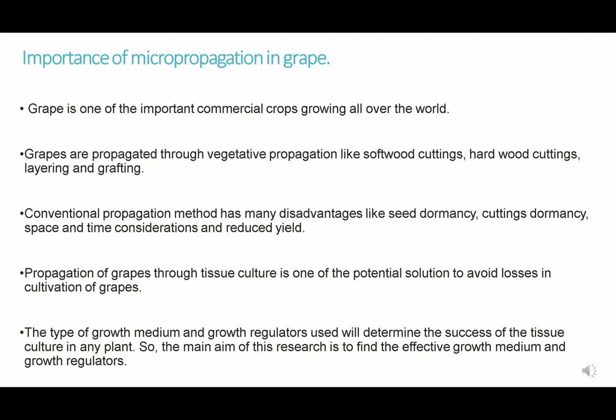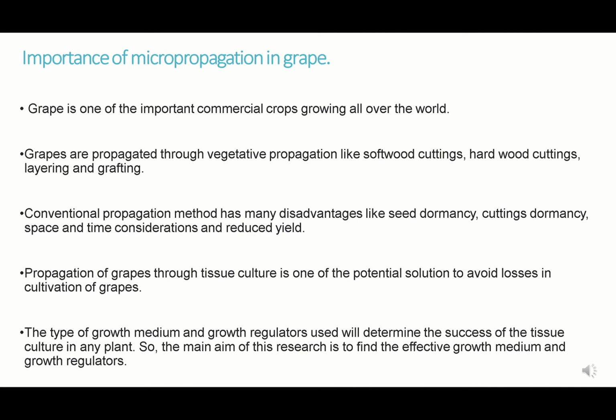Grapes are mainly propagated through vegetative propagation methods like softwood cutting, hardwood cutting, layering, and grafting. Sexual method of propagation is not preferred due to the great genetic diversity of the grape species. Even in conventional propagation methods, there are many disadvantages like seed dormancy, cutting dormancy, space and time consumption, and reduced yield. So, propagation of grapes through tissue culture is one of the potential solutions to avoid losses in cultivation of grapes.